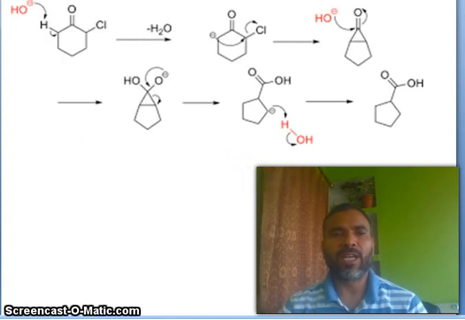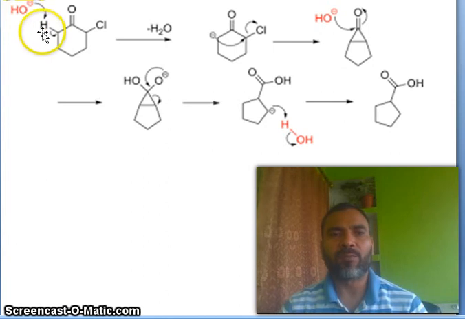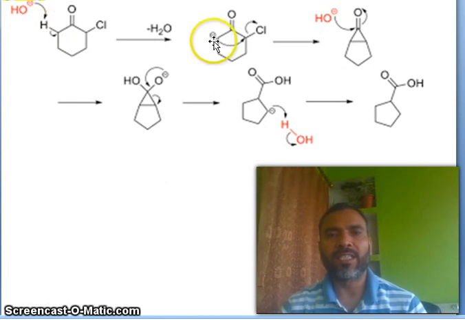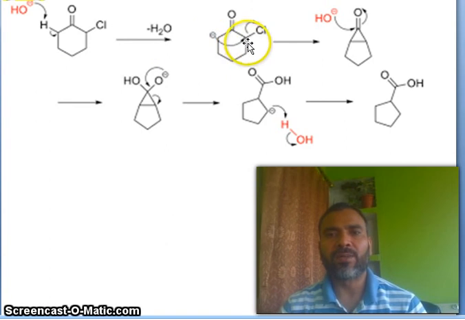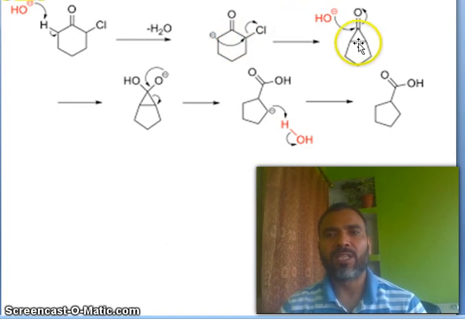So clearly you can see in this mechanism what will happen. OH minus approaches this proton, the negative charge is here, this negative charge attacks this carbon, and then Cl is removed and this bond will form. That is the important part. You need a 5-membered ring and a 3-membered ring, and the 3-membered ring, you know, is not stable.